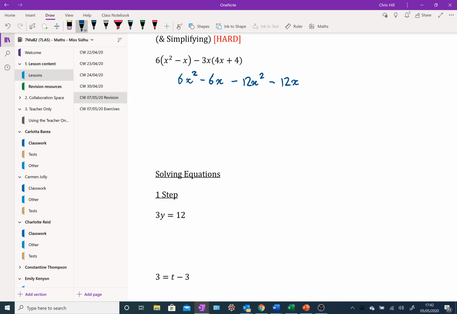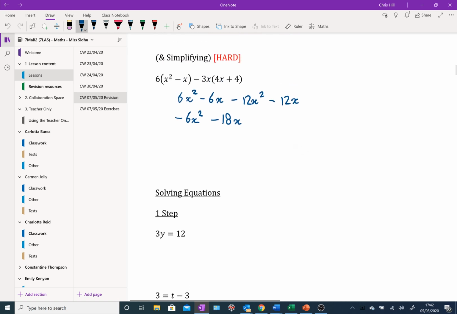Can we simplify this? Yes, we can. We've got two x squared terms and two x terms. So that will become minus 6x squared, 6x squared minus 12x squared. And then we've got minus 6x and minus 12. That will become minus 18x. And we're done. Okay, so so far we've been just simplifying expressions.